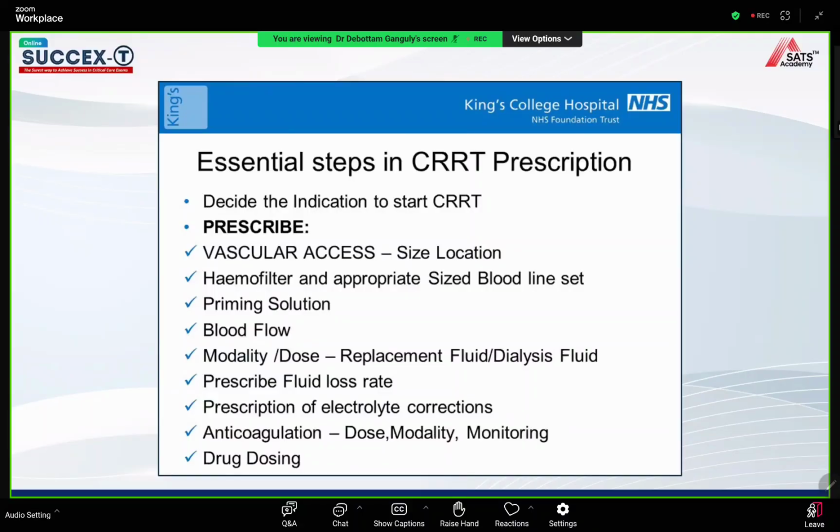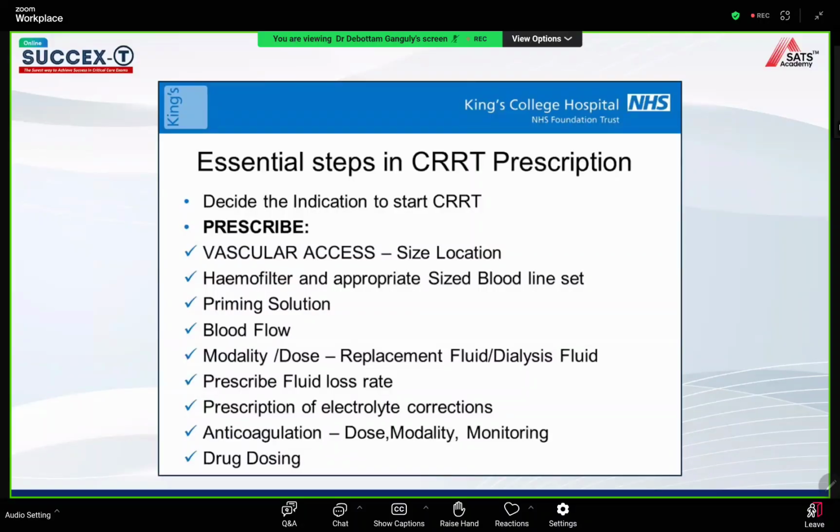Now, essential steps in CRRT prescription. We have to decide the indication to start CRRT, whether the patient has high intracranial pressure or hepatic encephalopathy, or is hemodynamically unstable, in septic shock, whether all these things are present or not. If it is, then we have to think of CRRT. After that, we have to prescribe accordingly.